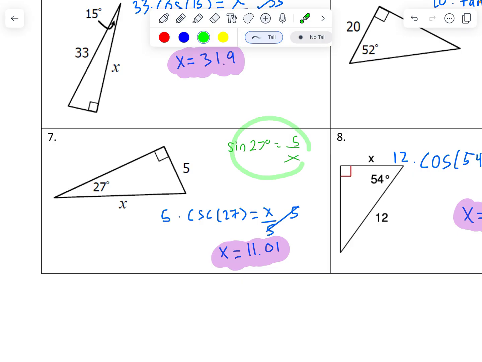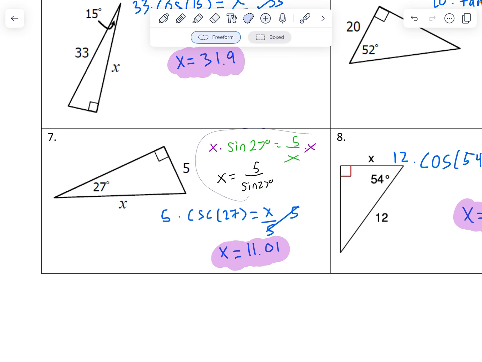From the green equation, just multiply both sides by x. So you get x times that. And then our x's cancel on the right side. And then divide both sides by sine of 27. So x equals 5 divided by sine of 27 degrees. Remember, this is just a number that your calculator gives you. So that's like what we saw earlier.